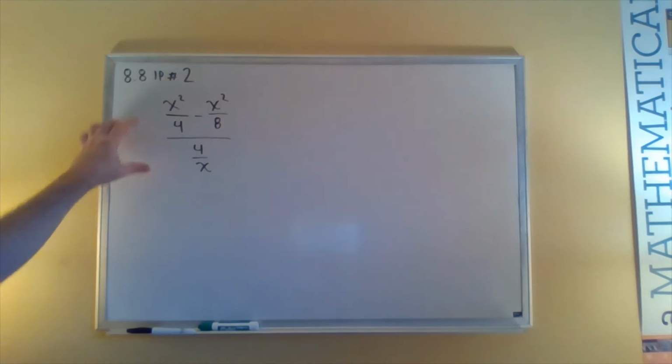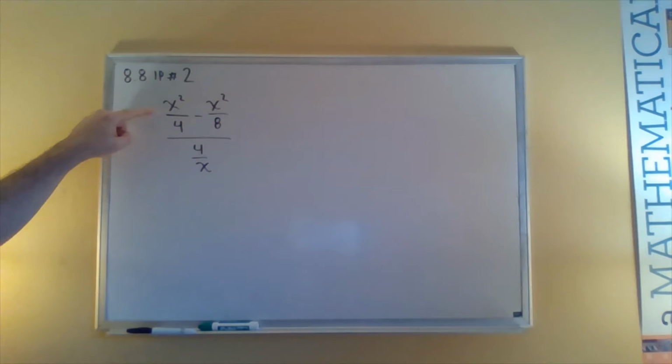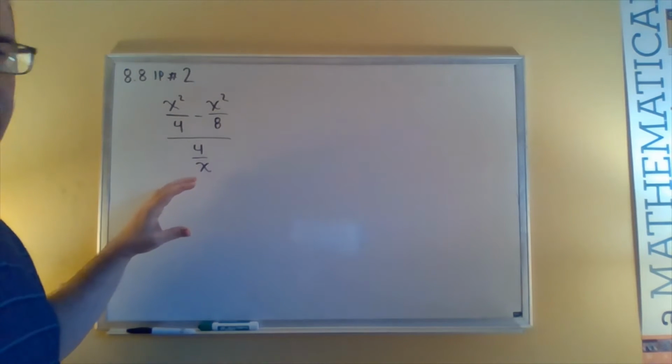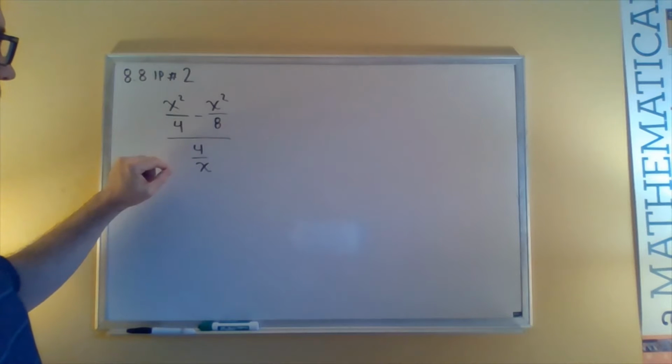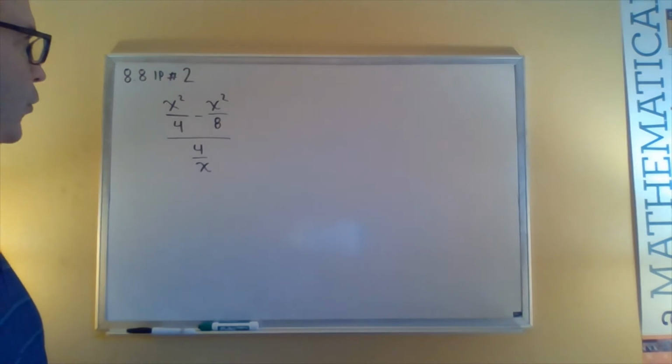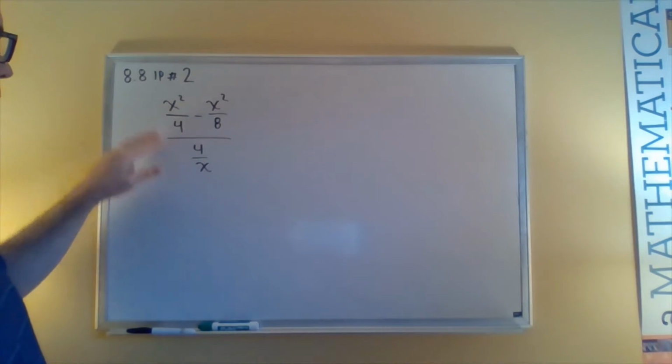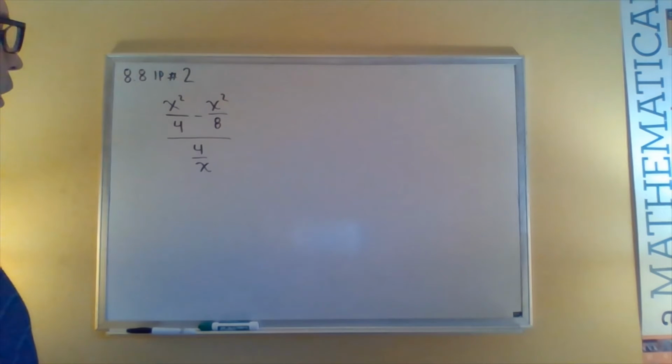Number 2, I'm given the complex fraction x squared over 4 minus x squared over 8, all that over 4 over x. So our first step, we want to make sure that we have just one fraction in the denominator and just one fraction in the numerator. We're okay in the denominator, but we need to combine these two up top in the numerator.